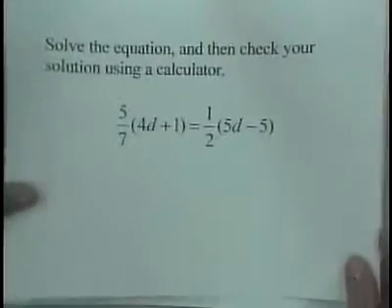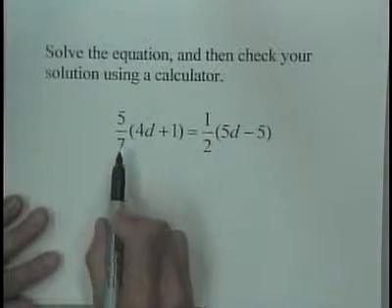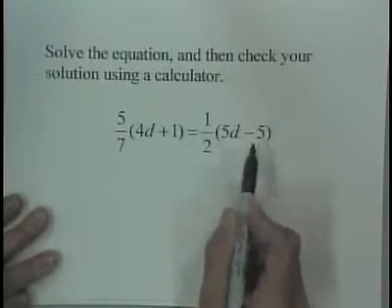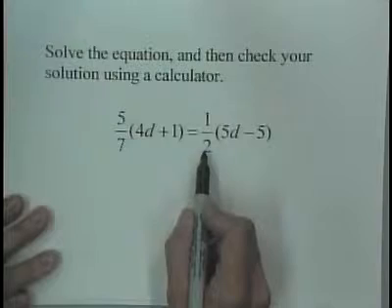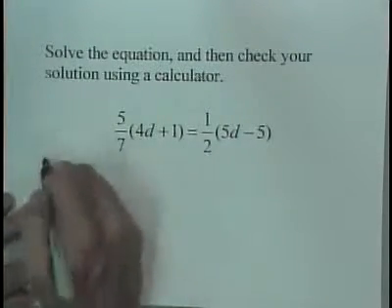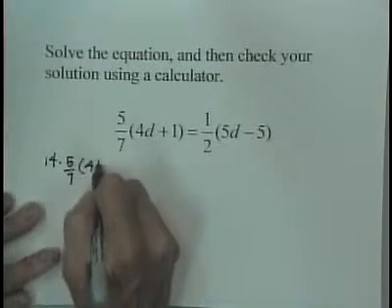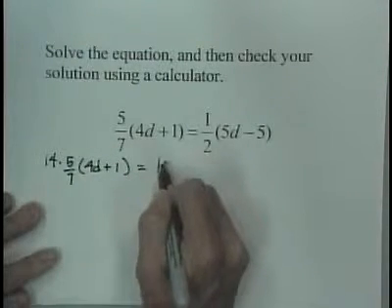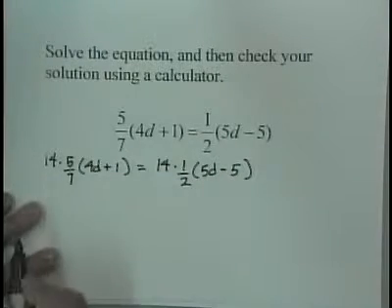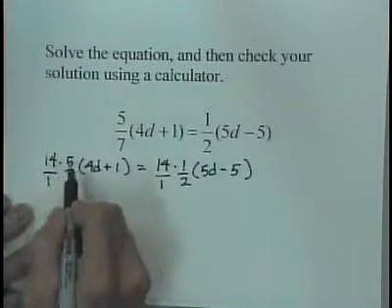Let's try another equation involving fractions. This equation reads 5/7 times 4d plus 1 equals 1/2 times 5d minus 5. The common denominator is the number 14. 7 and 2 are the two denominators. So I'm going to take 14 times the left-hand side and 14 times the right-hand side of my equation. Consider 14 to be 14 over 1.